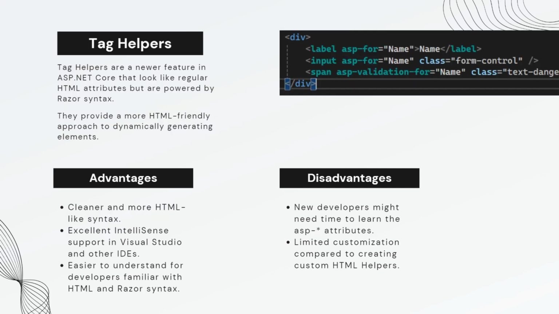Some disadvantages are that new developers might need time to learn about all the ASP attributes. There is limited customization compared to creating custom HTML helpers. Creating a custom HTML helper is so easy. If you want to create, like, a date picker HTML helper, it's kind of easy. But with tag helpers, it's kind of more tricky.